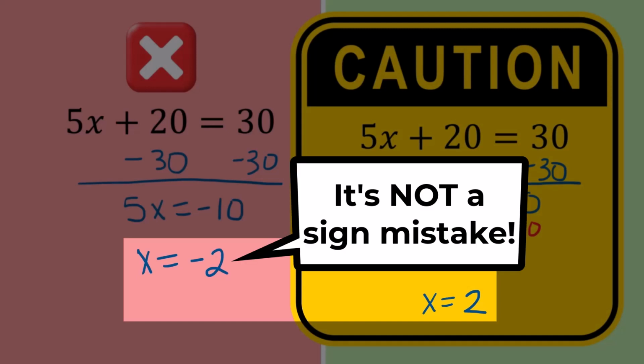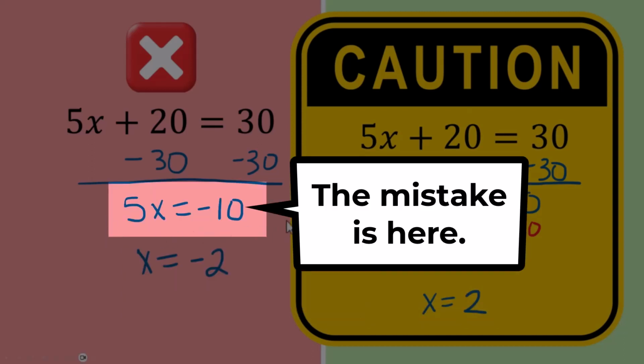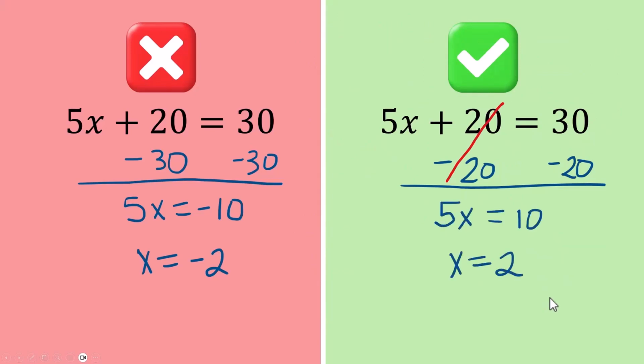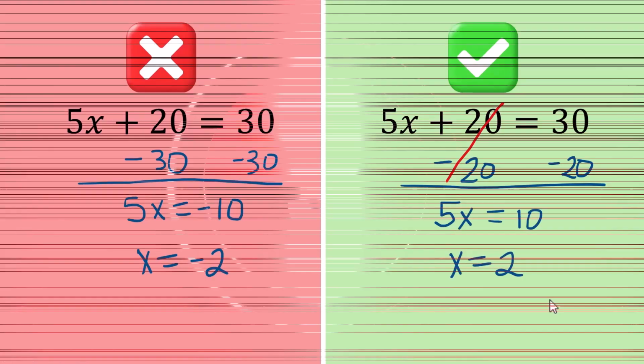It's not a sign mistake. It's a big concept mistake that goes back to the second line here. The right way to do this would be to subtract 20 from both sides. And now it cancels. The positive 20 and the negative 20 will go away, and you end up with 5x equals positive 10. And now you divide both sides by 5, and you get x equals 2.